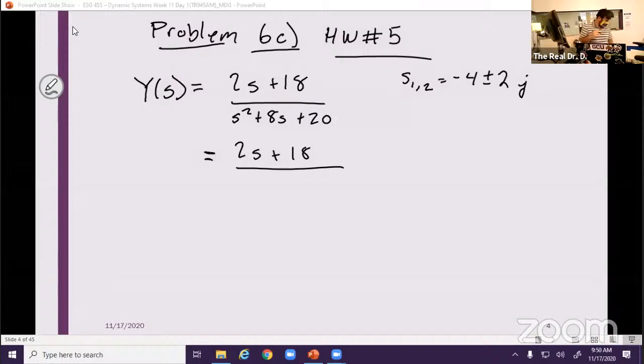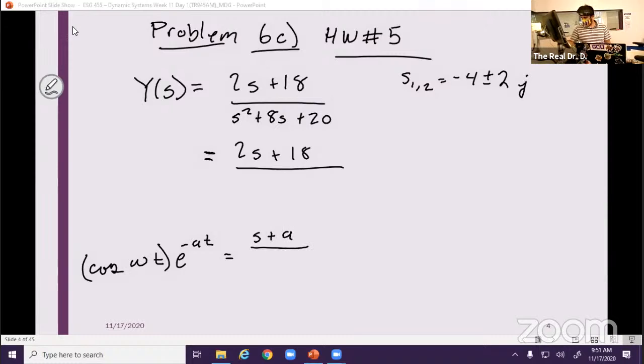Because what form does this need to take? Remember that cosine of omega t times e to the negative at has a Laplace transform of (s + a) over ((s + a) squared + omega squared).